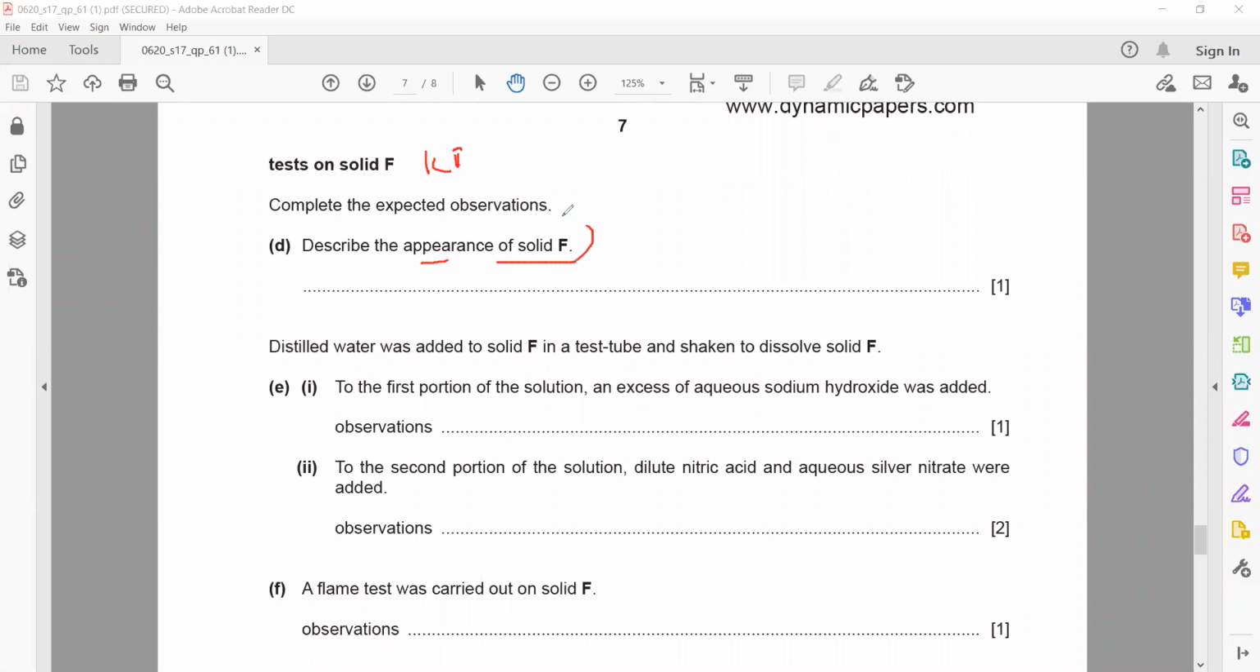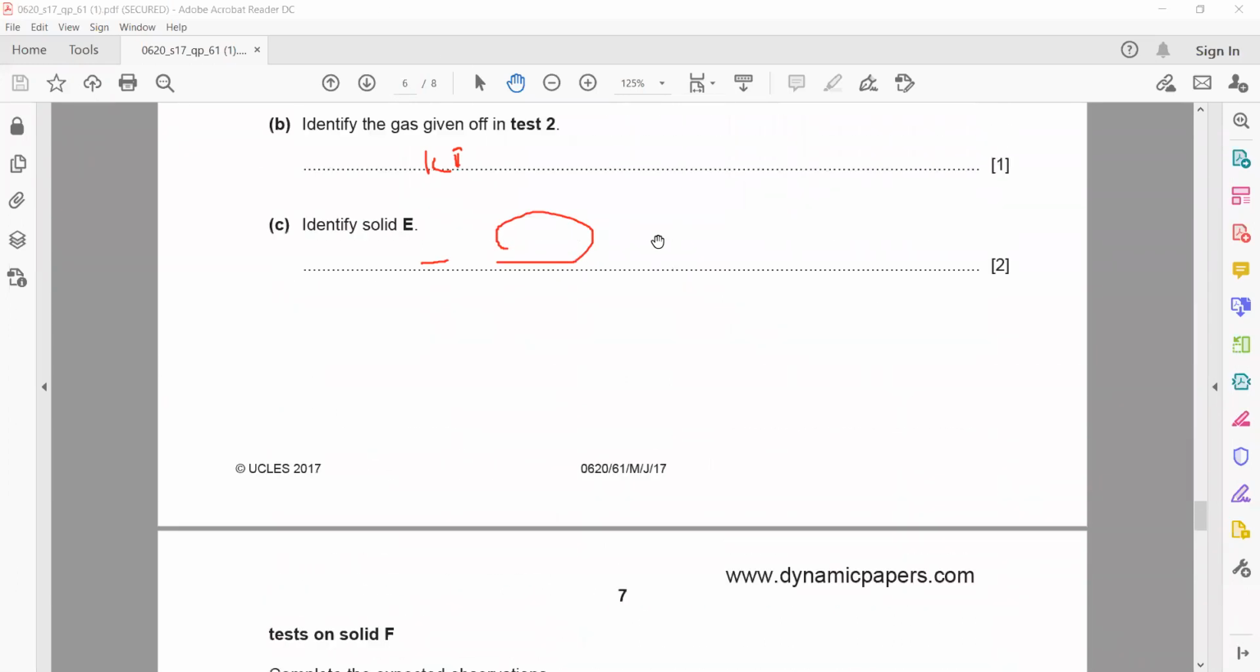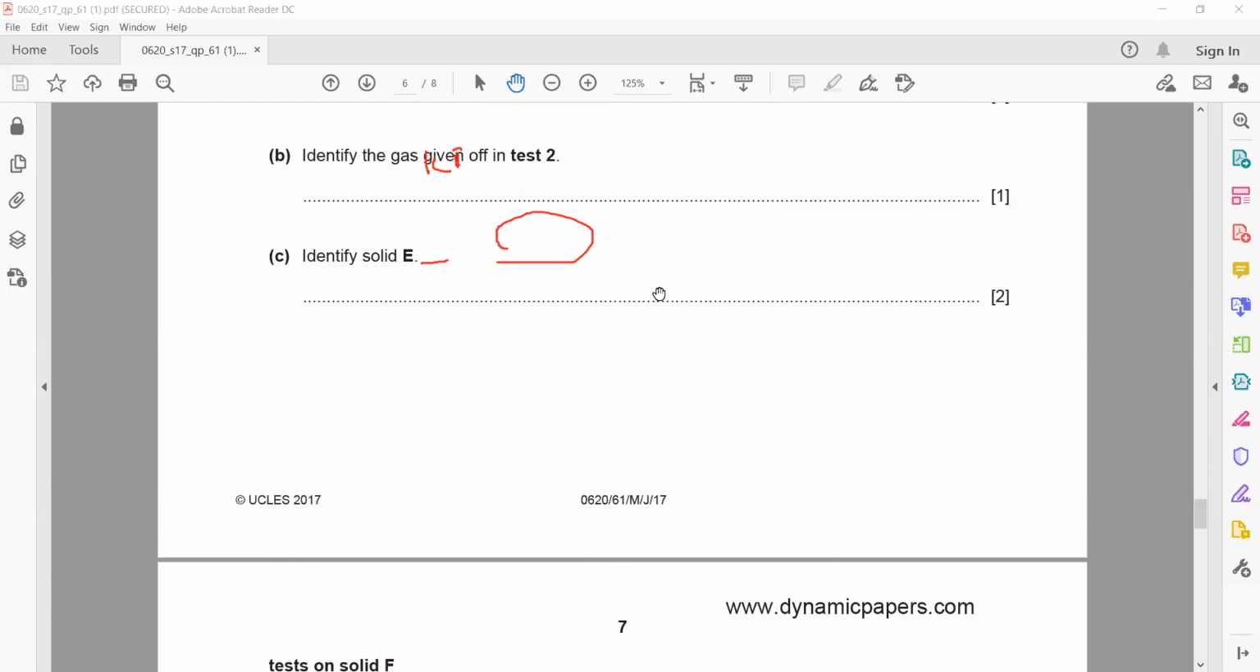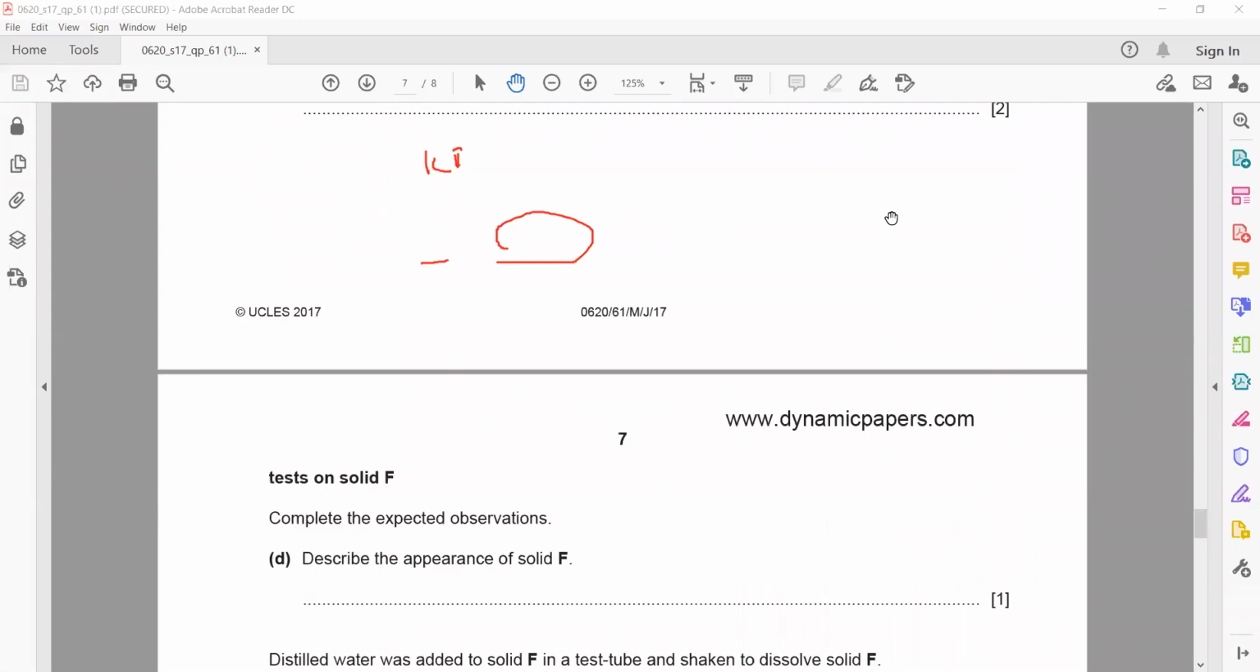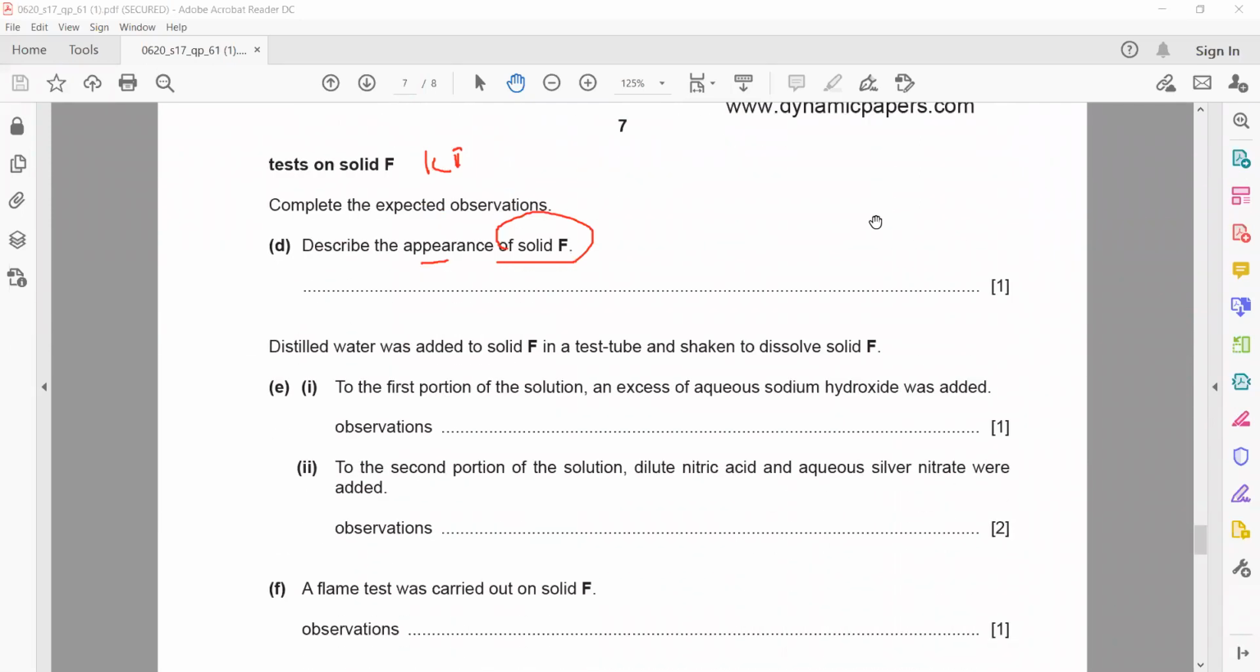It is a solid, not a solution. A solution can be colorless, but you don't say a solid is colorless. A solid can be transparent or white. But group 1, 2, 3 compounds, they all are white solids.